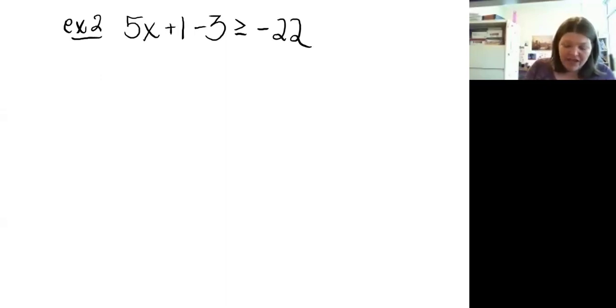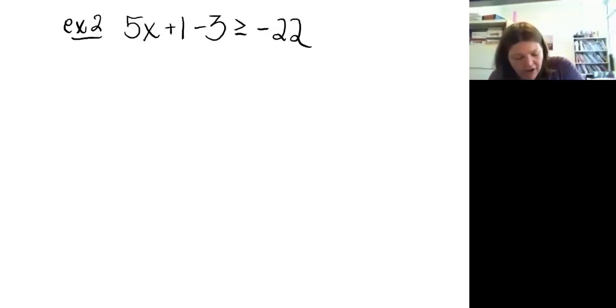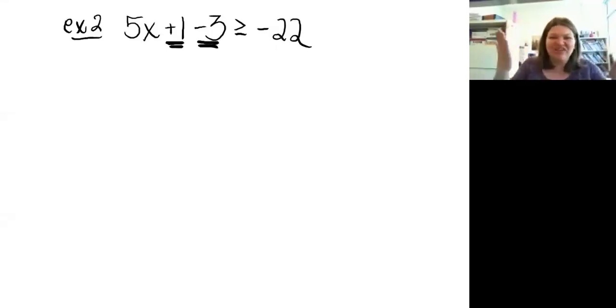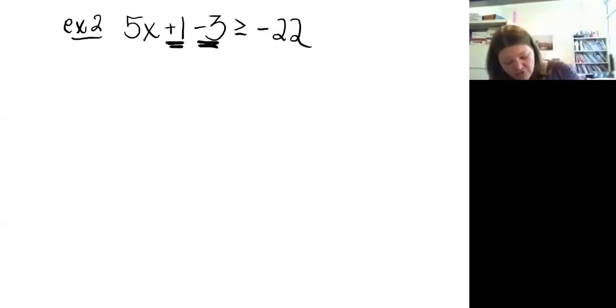I am actually taking my hand and covering up the entire right-hand side of the inequality. And I see on that left-hand side, 5x plus 1 minus 3, there is work I can do. I know how to take 1 and subtract 3. It's straightforward work. It's on the same side of the equation. Just go ahead and do that math. So 1 minus 3, if I only have 1 and I take away 3 from that, I'm going to end up in the negatives. I'm going to be negative 2.